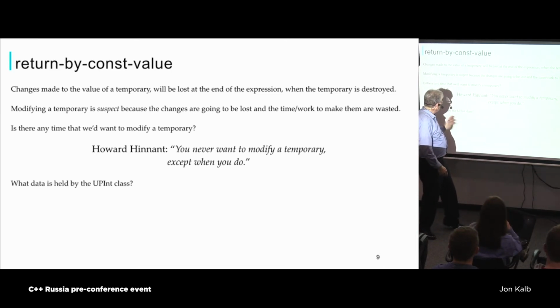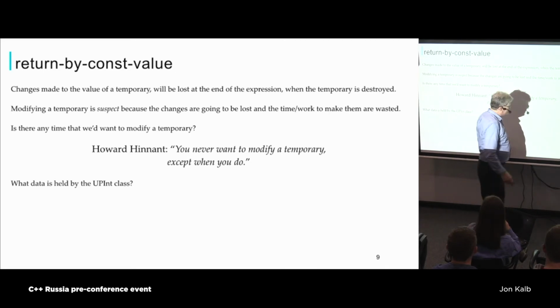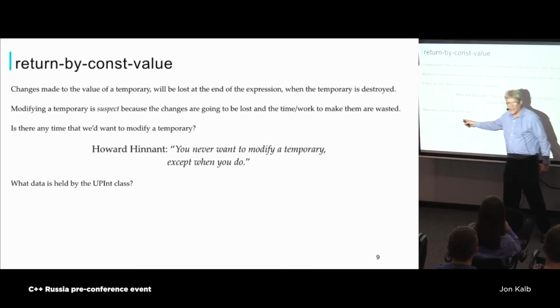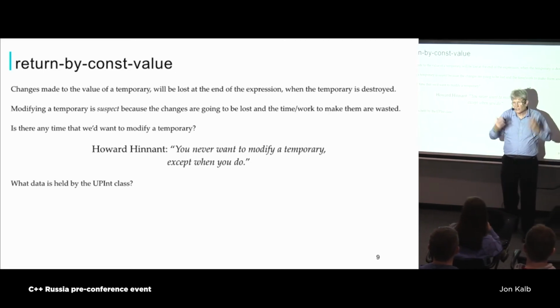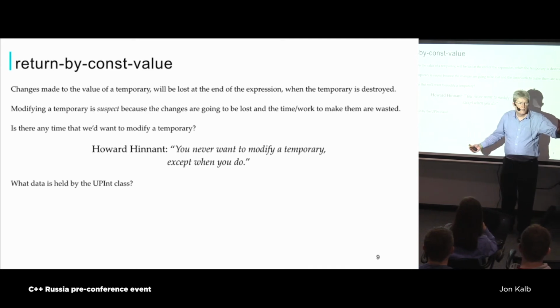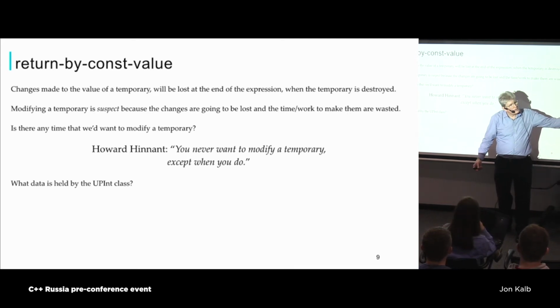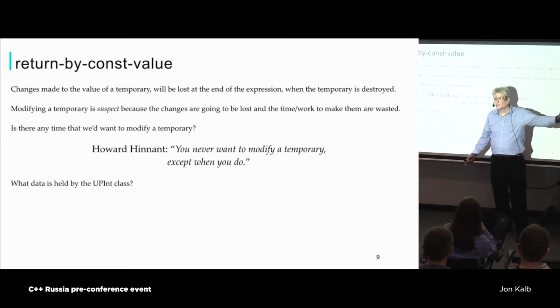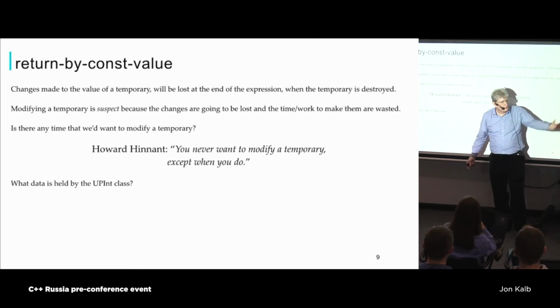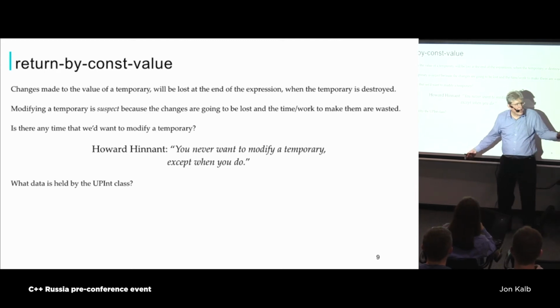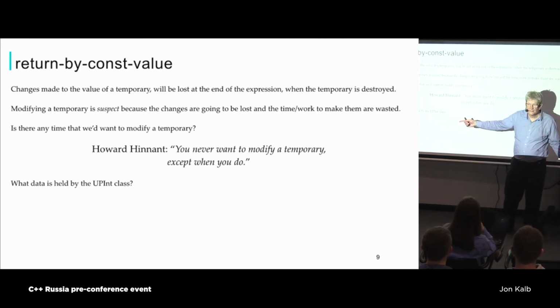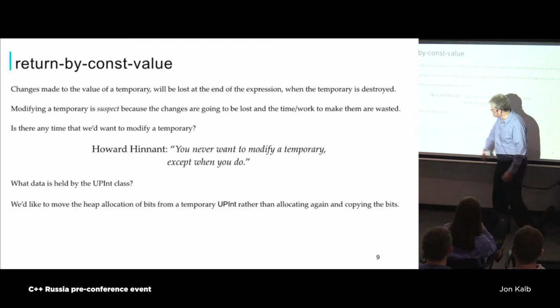All right, so the problem now we have is thinking about what's the data in the unlimited precision class. What is it? We said what the data was. What's the data? Bits on the heap. Would we want to be able to move those? That's exactly the kind of resource that we would like to move with move semantics. Can we do that if we return const? No. So that's the problem with Scott's advice.